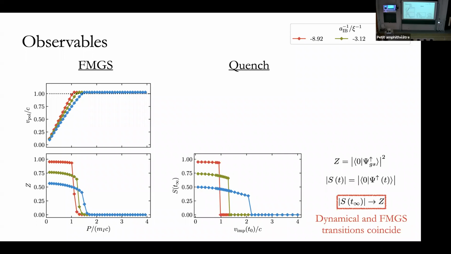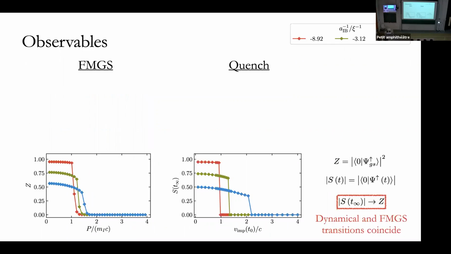Just a short clarifying question. Mhm. So basically, in your definition of Z, you compare, right? The overlap between quenched and unquenched ground states. Is it correct?